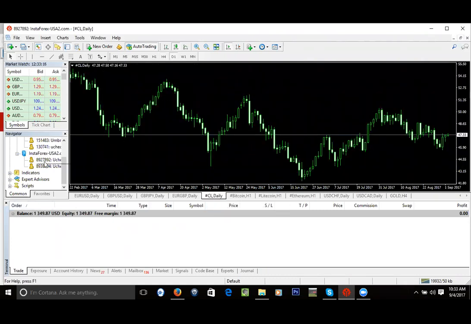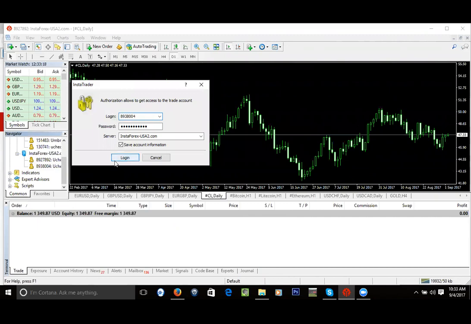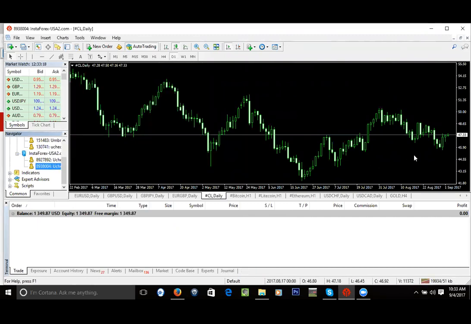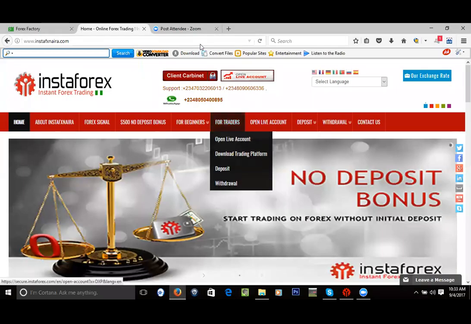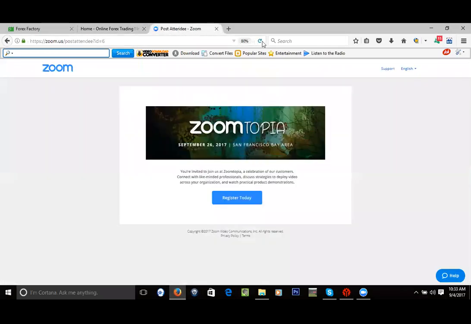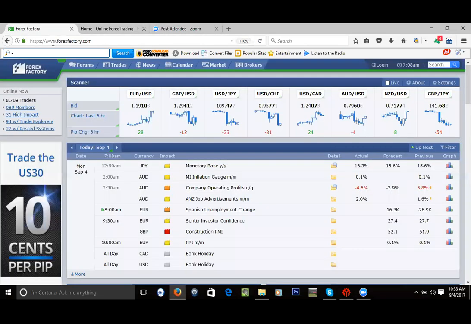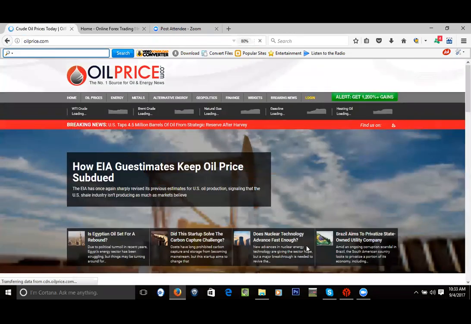For example, at this point with me now, you discover that crude oil is at $47.33 per barrel. Check your website, check everywhere. The crude oil will be the same amount everywhere. The current price of crude oil today is $47.33 per barrel. That is the current price of crude oil.